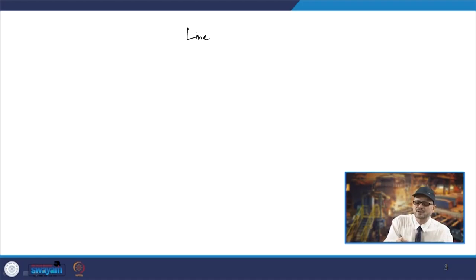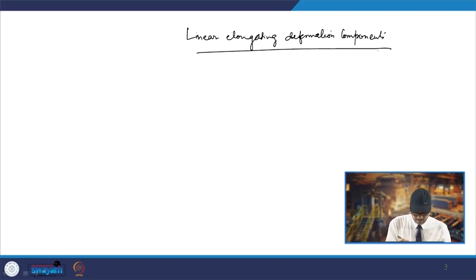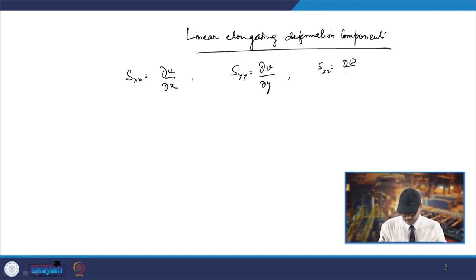If you talk about the linear terms, you will have the linear elongating deformation components. They are three: Sxx, Syy and Szz. Their values are: Sxx is dou u by dou x, Syy is dou v by dou y, and Szz is dou w by dou z.